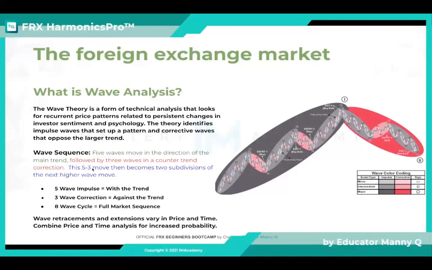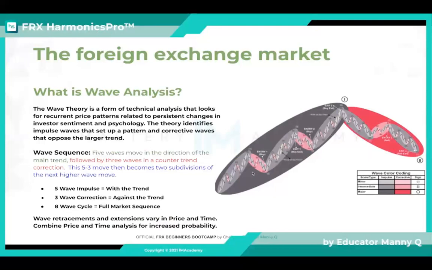This 5-3 move then becomes 2 subdivisions of the next higher wave move, meaning that after you see 1, 2, 3, 4, 5 waves up, right? There goes the 5 impulse waves with the trend, 1, 2, 3, 4, 5, followed by a 3-wave correction against the trend, which is 1, 2, 3. This 5-3 sequence, once this completes, this becomes part of a larger trend.